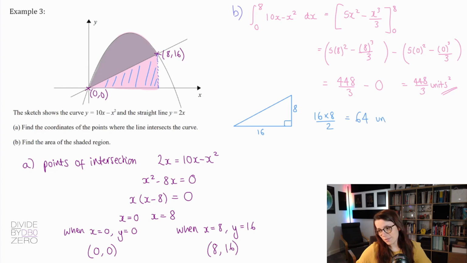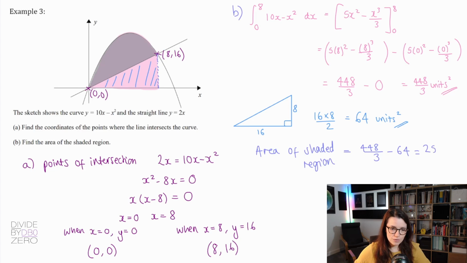We get 64 units squared, and therefore the area of the shaded region that we want is going to be this. 448 over 3, take away 64, which works out to be 256 over 3 units squared. Final answer, and that's it.